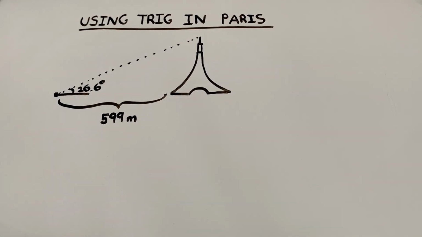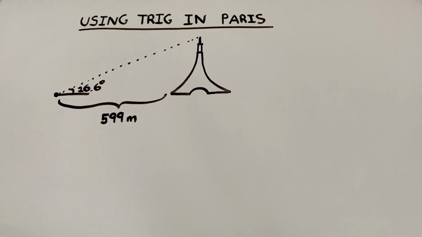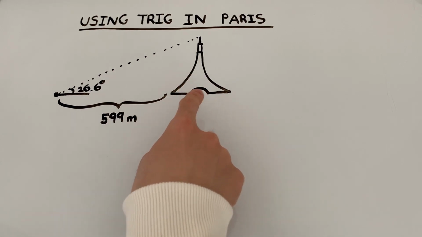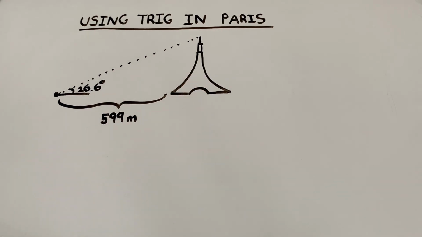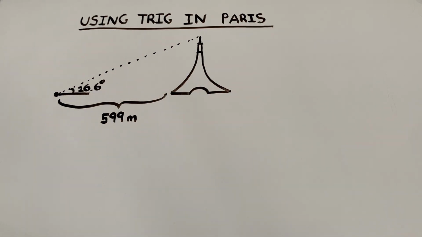So the first common example your teacher will probably give you is a setup something like this. Given that we're standing 599 meters away from the Eiffel Tower and the angle of elevation is 26.6 degrees, we need to find the height of the Eiffel Tower. So we're going to follow through the 3 steps that we always do to solve these trig problems.